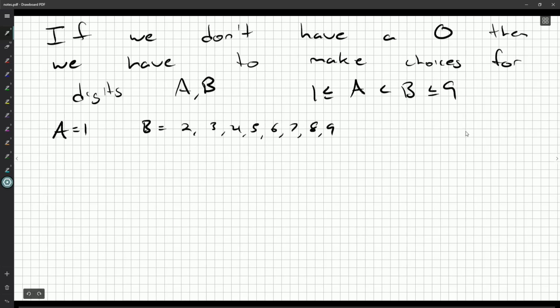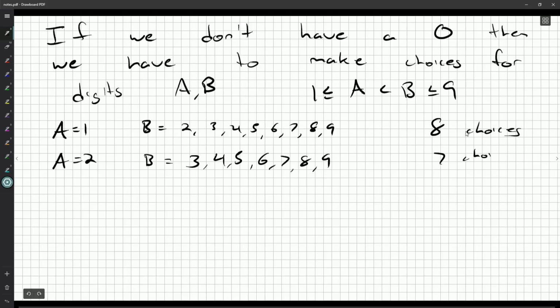Those are the only options for B. How many of them are there? There's 8. If A is 2, how many choices for B are there? Well, B could be 3. It can't be 2, it can't be 1. It's got to be bigger than A. 4, 5, 6, 7, 8, 9. And so there's 7 choices. And we can go all the way down. A being 8, you're sort of forced with B being 9. So you'll have 1 choice. And so you'll have 8, 7, 6, 5, all the way down to 2 and 1.